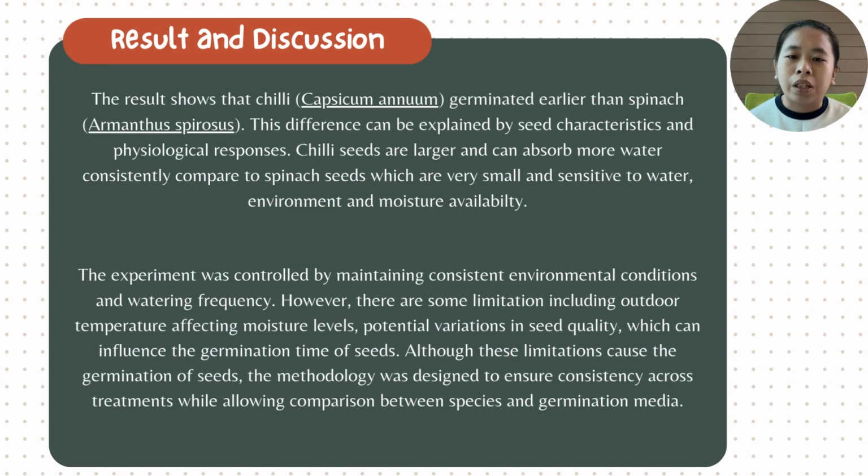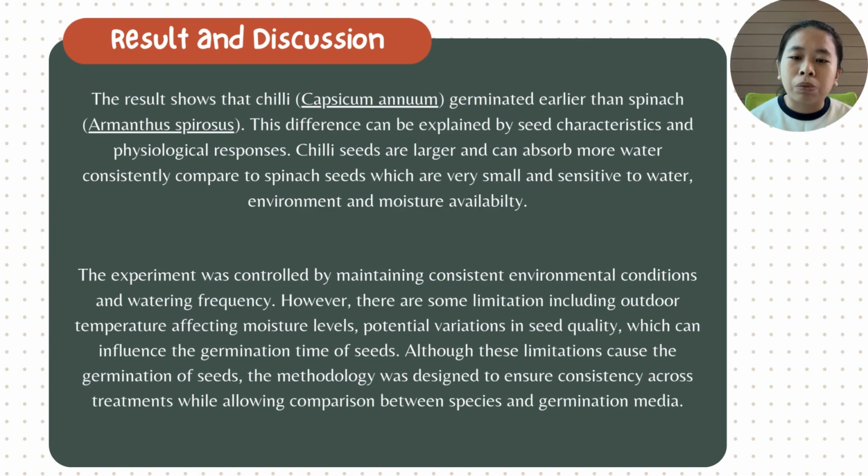The result shows that chili germinates earlier than spinach. This difference can be explained by seed characteristics and physiological response. Chili seeds are larger and can absorb more water consistently compared to spinach seeds, which are very small and sensitive to water, environment, and also moisture availability.